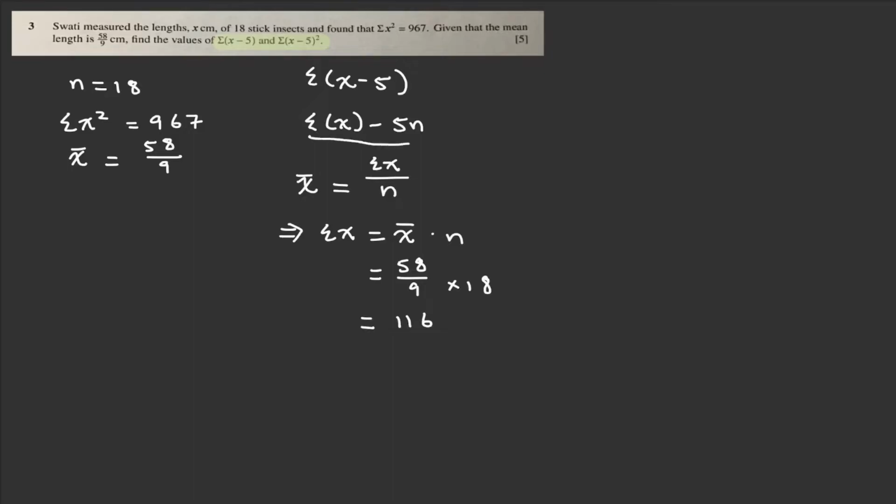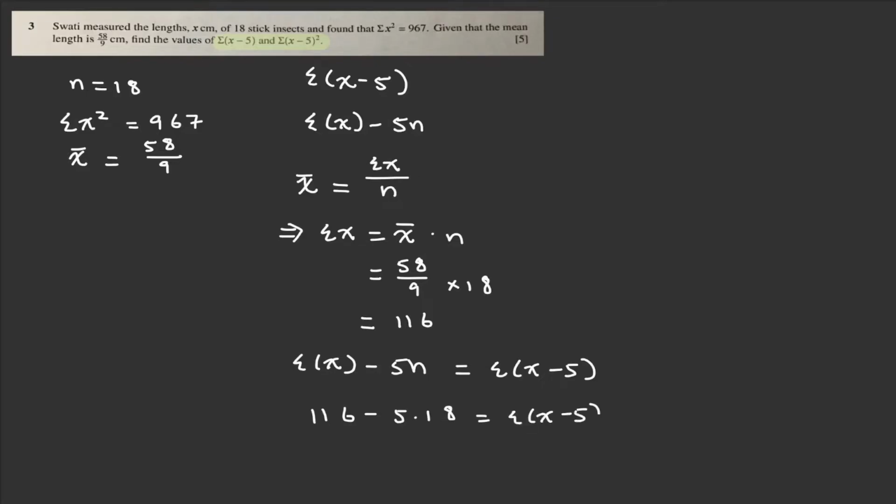So if we plug this back in, we have sigma x minus 5n equals sigma x minus 5, which means it's 116 minus 5 times 18 equals sigma x minus 5. I'm just going to bring this over to this side because it's easier to read. So sigma x minus 5 will give you the answer of 26. So this is our first question done, or more like part A.